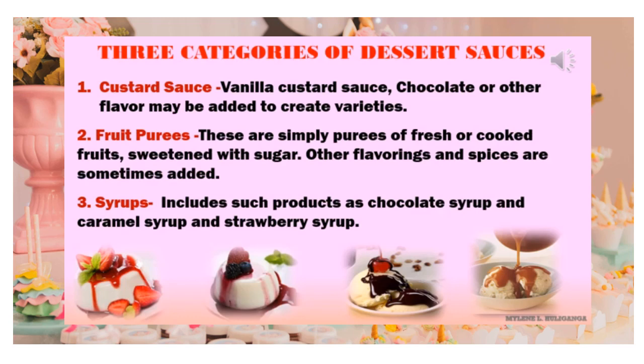There are three categories of dessert sauces. First is the custard sauce. Vanilla custard sauce, chocolate, or other flavor may be added to create varieties of custard sauce. Second is the fruit purees. These are simply purees of fresh or cooked fruits sweetened with sugar. Other flavorings and spices are sometimes added. Lastly is the syrup. It includes such products as chocolate syrup, caramel syrup, and strawberry syrup. These can be bought commercially in the grocery store.